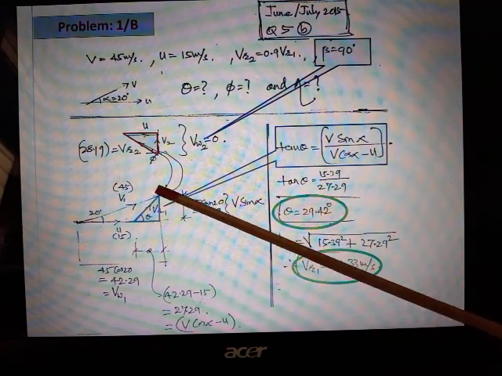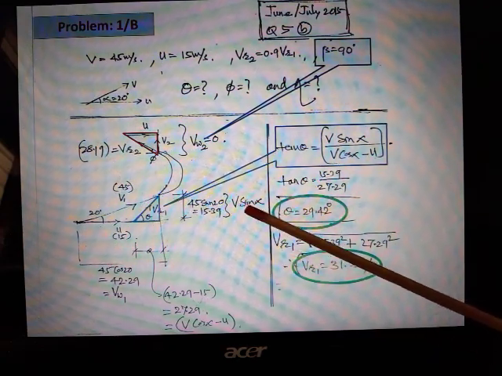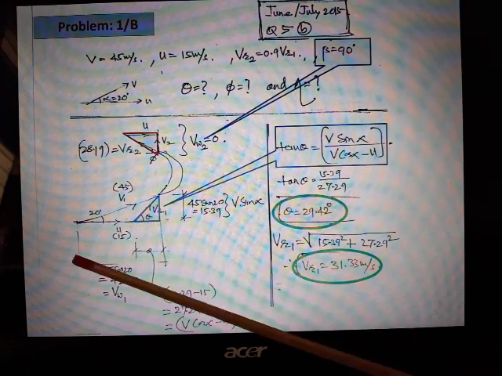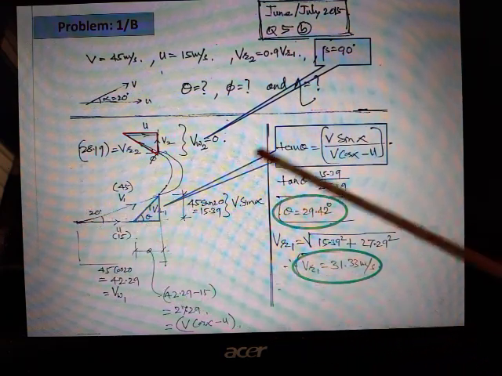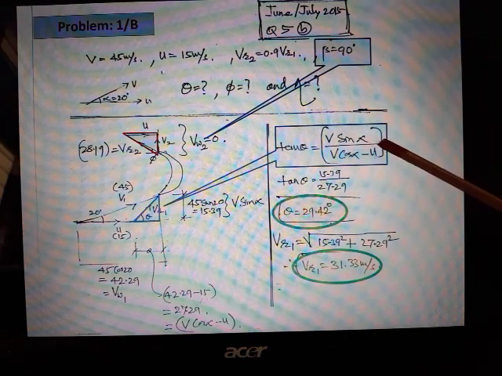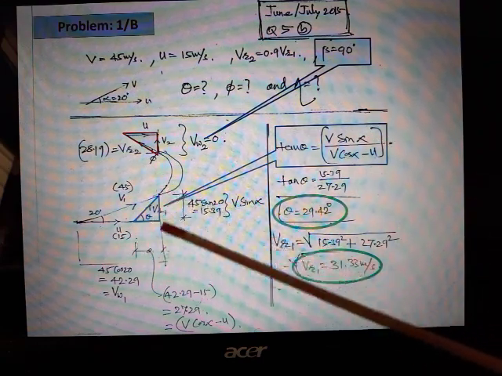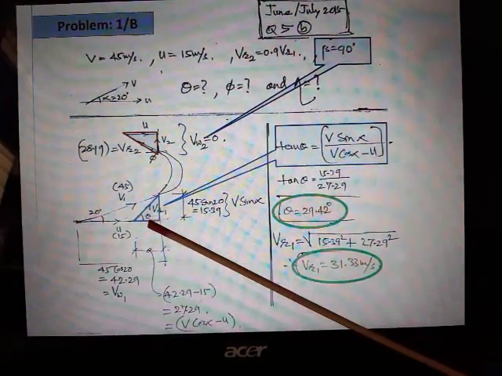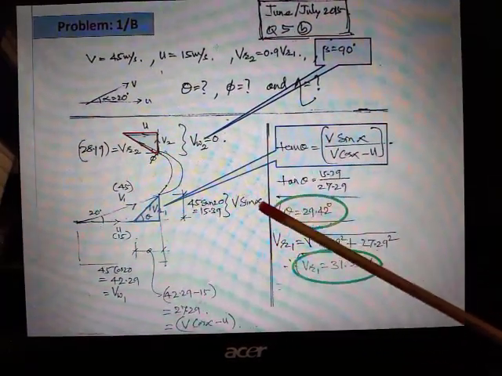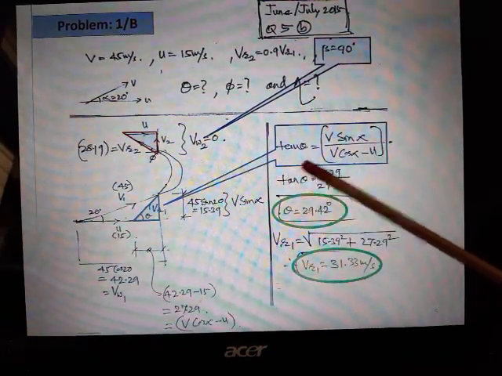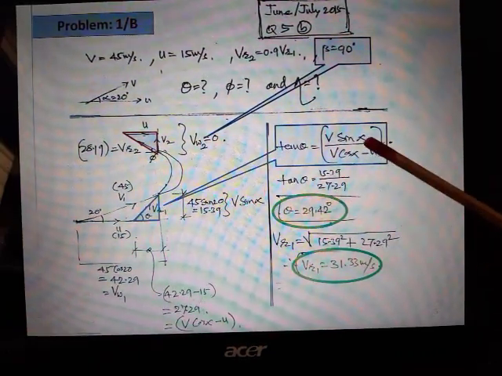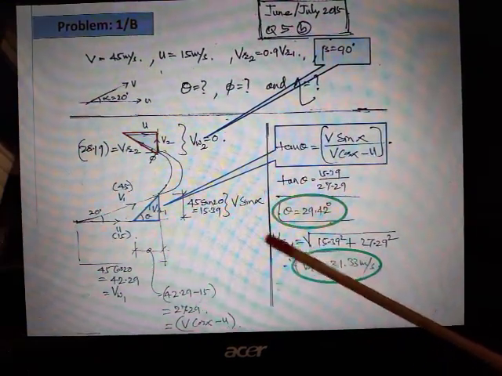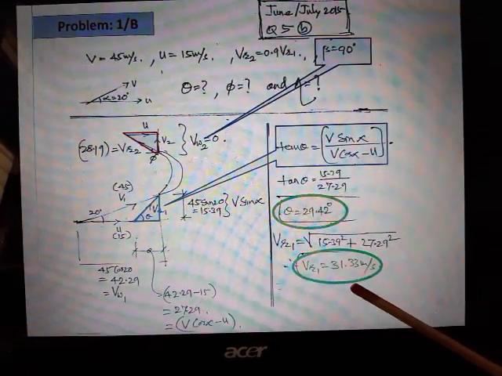Tan theta will be nothing but this side, which is V sin alpha, divided by this much, which is nothing but V cos alpha minus U. That can be taken as a ready formula, or you can work out the distances individually. After writing the expression for theta, one can calculate tan theta. Now VR1 can be calculated, it is 31.33.